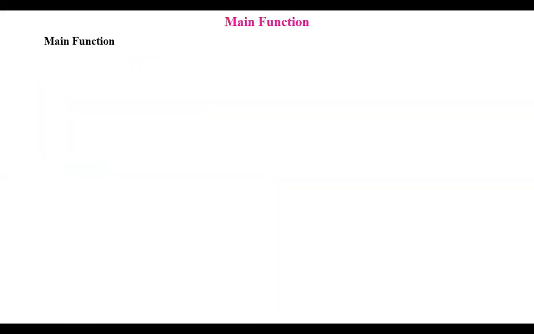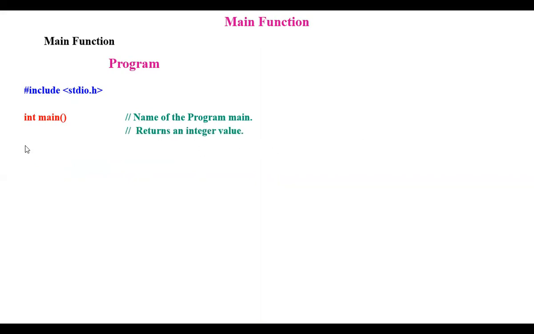So next comes the main function. The main function is this: int main, with opening and closing brackets. Main is the name of the program, or I will call it a function. It returns an integer value. That's why we have the returning and all. We'll understand it much more clearly later. For the time being, just understand that it returns some value at the end. It's a common notation to write int for integer, and nothing is in between.